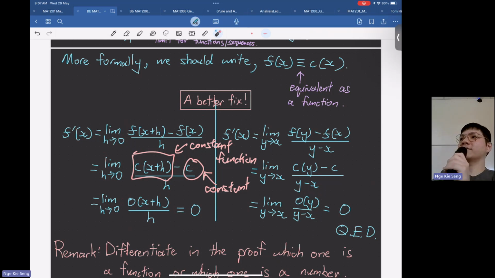Clear? Okay. So this is a better way to write these calculations down, although maybe in calculus in your high school, you just put C minus C over H, something like that. So why do I emphasize this? Because you need to really know how we define limit. We define limit on functions and also on sequences. We didn't define limits on numbers only. If it is a number, what kind of limit do you want to look at? The number is not moving.